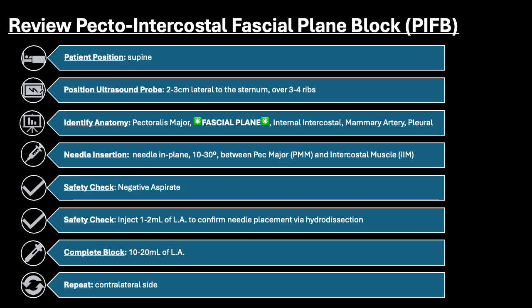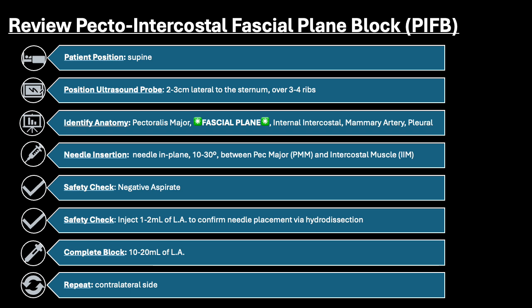Let's quickly review the steps of the Pecto-Intercostal Fascial Plane Block, or PIFB. First, position the patient supine with the anterior chest fully exposed. Next, place the ultrasound probe approximately 2 to 3 centimeters lateral to the sternum over the 3rd to 4th ribs. Under ultrasound guidance, identify the key anatomical structures. Visualize the pectoralis major muscle, the fascial plane, the internal intercostal muscle, the internal thoracic or mammary artery, and the pleura. Remember, the target is the fascial plane between the pectoralis major and the internal intercostal muscle.